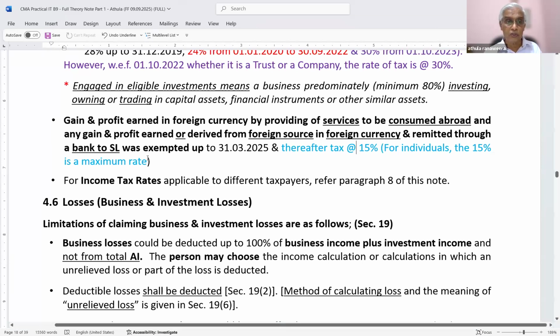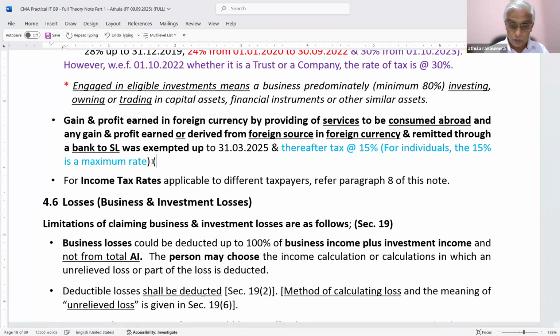This is covered under item U3 of the 3rd schedule.